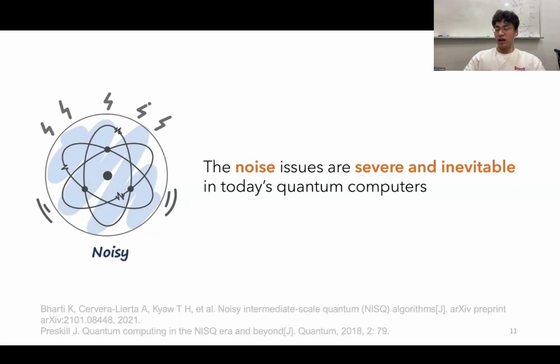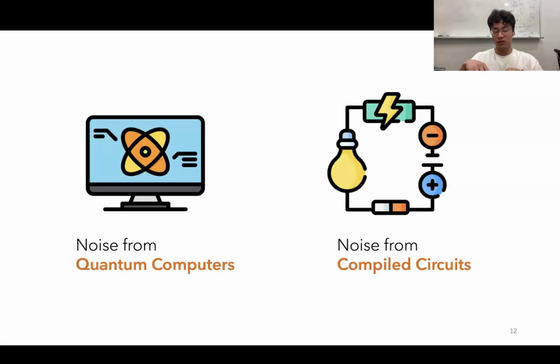As you may already know, we are at the stage of the NISQ era, which is noisy intermediate-scale quantum, which means noise is a very severe issue, and at the same time it is inevitable in today's quantum computers. After analyzing the noise hidden in quantum computing, we grouped it into two categories: the noise from quantum computers and the noise from the compiled circuits.